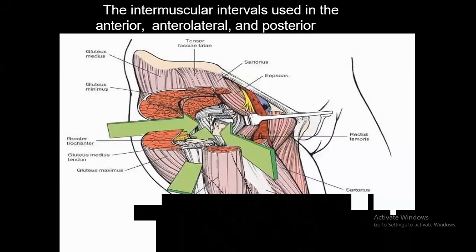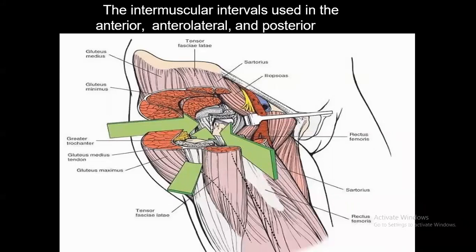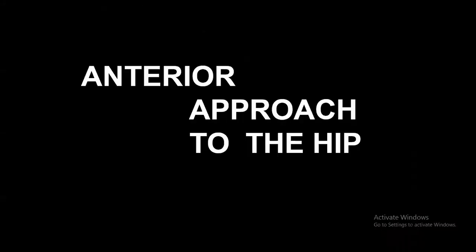The intermuscular intervals used in the anterior, anterolateral, and posterior approaches. For example, the anterior approach uses the intermuscular interval between the sartorius and tensor fasciae lata. Anterolateral approaches use the interval between the tensor fasciae lata and the gluteus medius. Posterior approaches, such as the Southern Moore approach, split the gluteus maximus muscle.